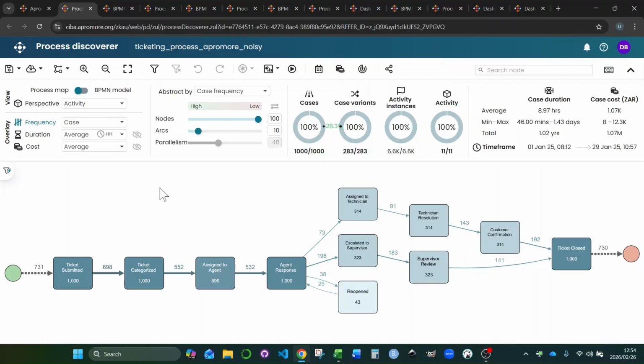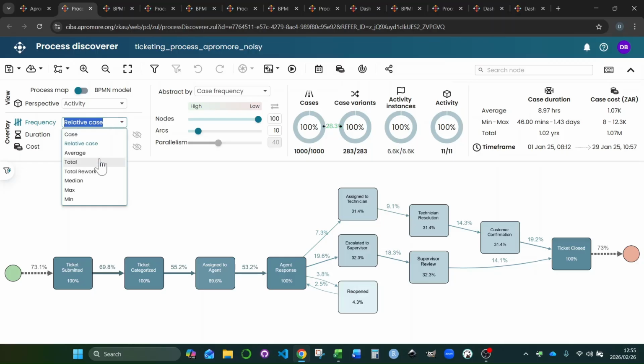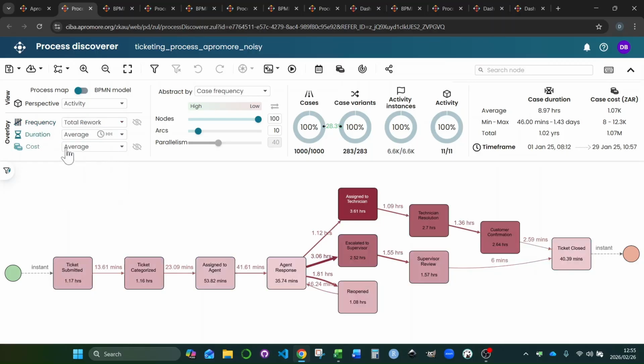Let's start by mining the process map. Even without touching simulation yet, Apromore's discovered process map is already telling us where the work really flows, where it waits, and where it loops. Now we overlay average case duration on the process map.